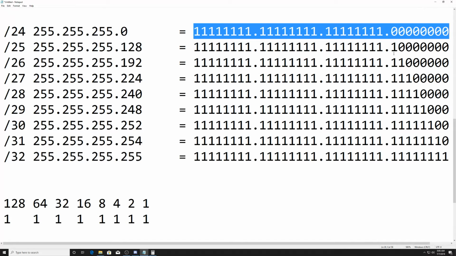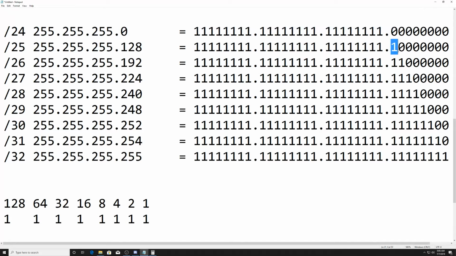And as you can see with this one, all the bits are on. So you notice that the /25 has a 128. That comes from this 1 bit, as you can see over here on the chart. This 1 bit is on, so this is off. You see how I'm doing this?